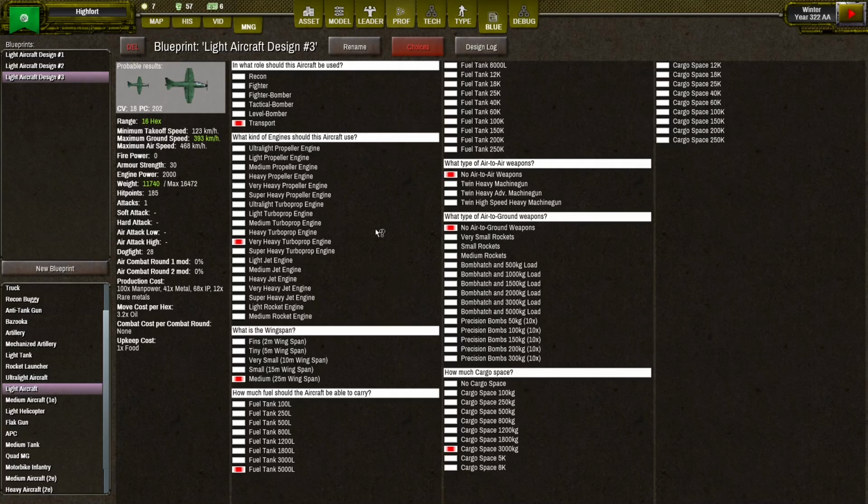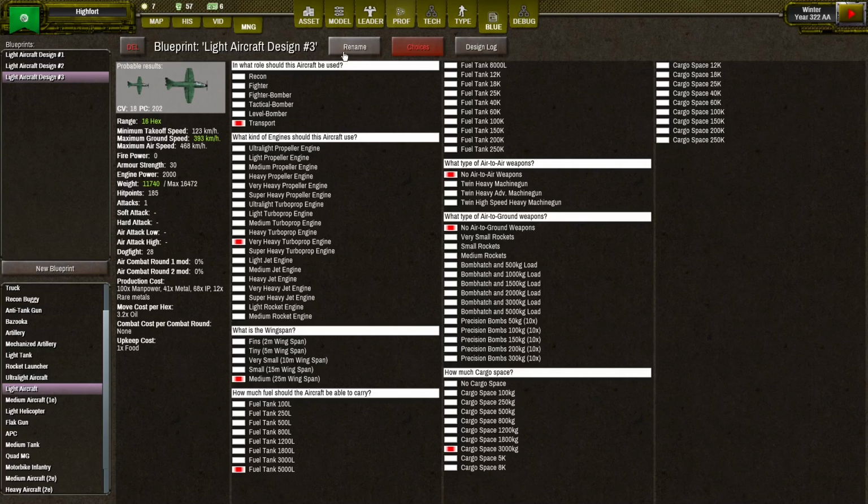This is light transport. Why am I building light transport? Because I have a low level of air bases. So medium will require third level, and this one requires second level of air base. So I need to increase the airbase level, but not as much as in this case. And in case of heavy aircraft, fourth level would be required. So you need to take that into account.